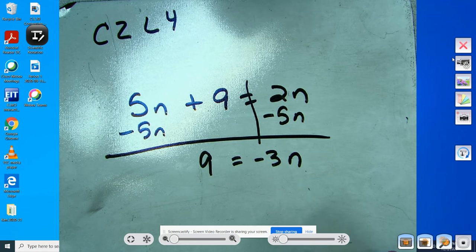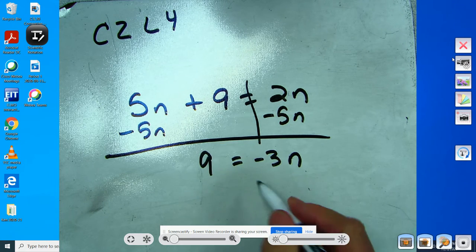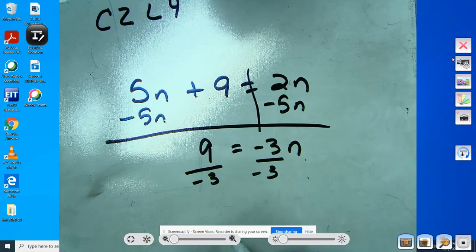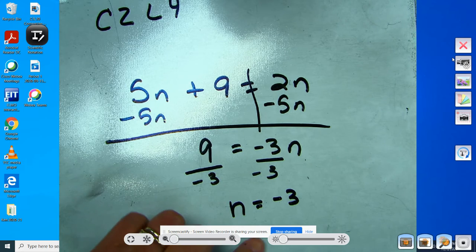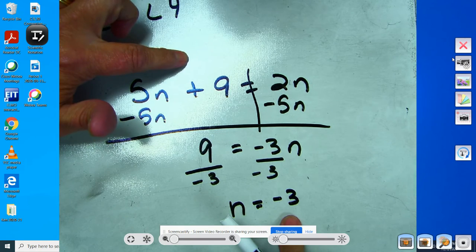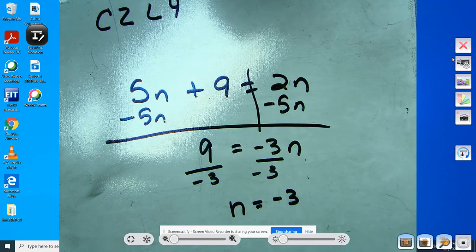Same 9 little words to finish the problem. Divide by the number in front of the letter. The number in front of the letter is negative 3. So we're going to divide both sides by negative 3. And when we do that, we will find out that n equals negative 3. And if we put this back into the equation, 5 times negative 3 is negative 15, plus 9 is negative 6, and 2 times negative 3 is negative 6. We got the same answer, and our problem checks.